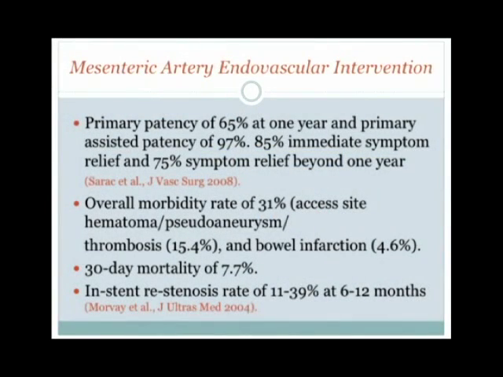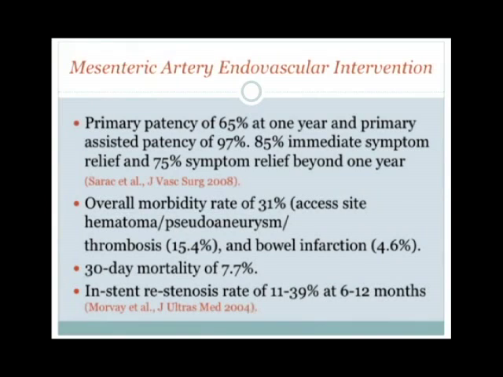And unfortunately, there's not a lot of data as opposed to the renal arteries. There's quite a bit of papers out there in terms of renal artery stents. There's not a lot of data for mesenteric interventions and follow-ups with duplex. So in general, we know that primary patency of mesenteric stents is about 60–70%. Primary assisted patencies are a bit higher. Patients do have symptomatic relief, and about 75% of them will be symptom-free at a year.